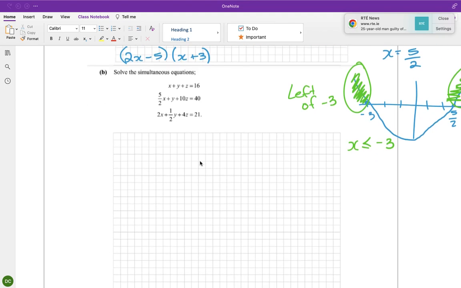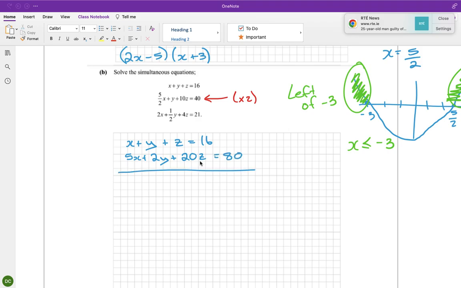The 3 simultaneous equations, I heard loads of people complaining about this. So we want to take the first line and second line. Now I can see an immediate problem with the second line in that it has fractions, so I'm going to multiply by 2. So x plus y plus z equals 16. Multiplying by 2, I get 5x plus 2y plus 20z equals 80.